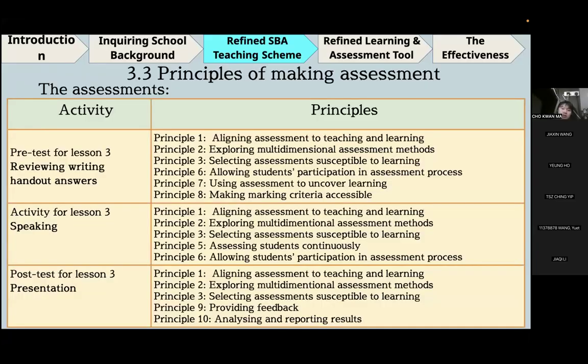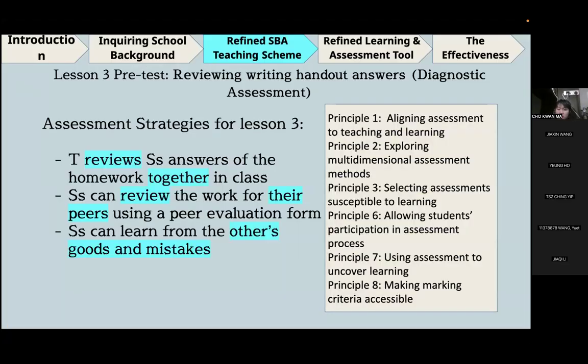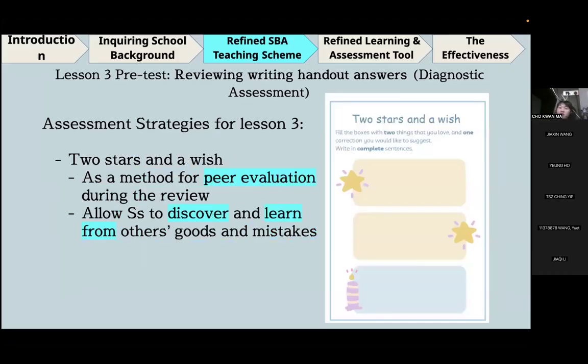So now I'm going to talk about the assessment plan for lesson 3. For lesson 3, there's a review for handout answers, there's a speaking activity, and there's a presentation for the post-test. For the strategies for the pre-test, the teacher reviews the students' answers to the homework together. And the students can review their work with their peers using a peer evaluation form, and the students can learn from others' goods and mistakes during the pre-test. And we are using the 2 stars and a wish as the method for peer evaluation, as we can use this for the students to discover different things that are good from the other students and learn from their mistakes.